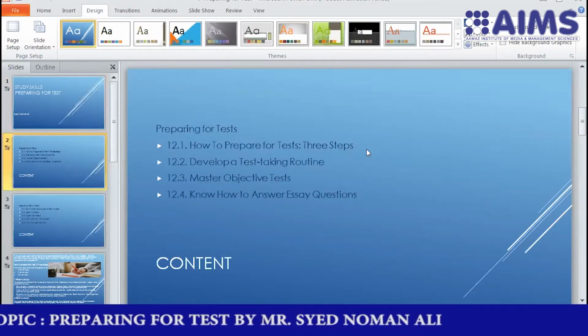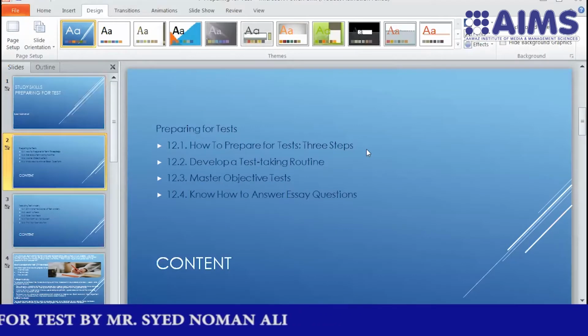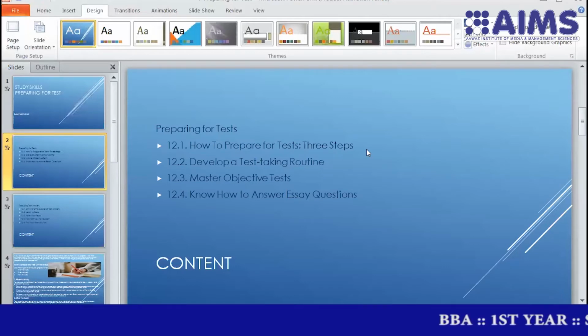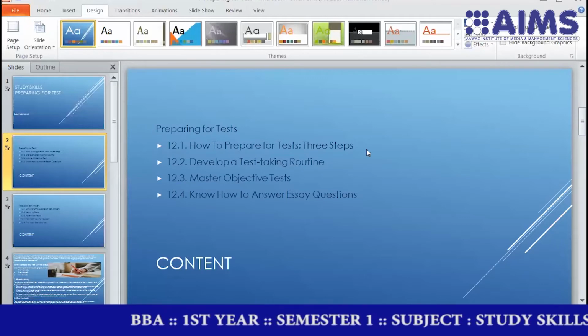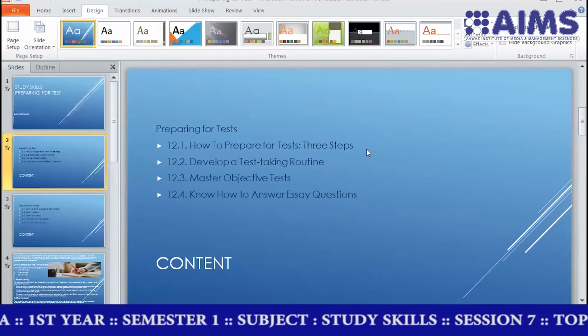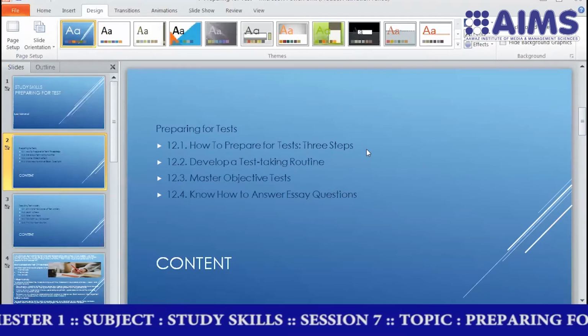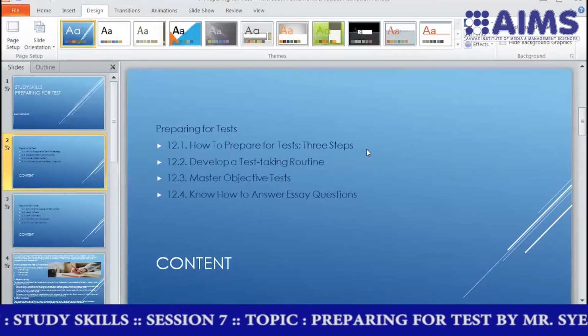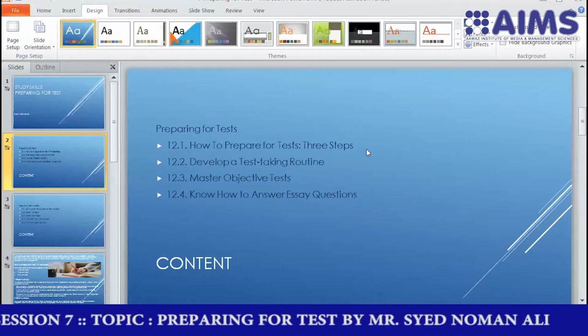It has some content. The first half is preparing for the test, in which we discuss how to prepare for the test. We have three steps. Later on, we will discuss these three steps. You will note them down, jot down the keynotes that will help you in your exams.